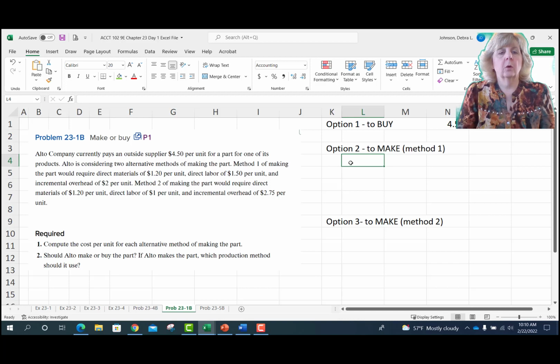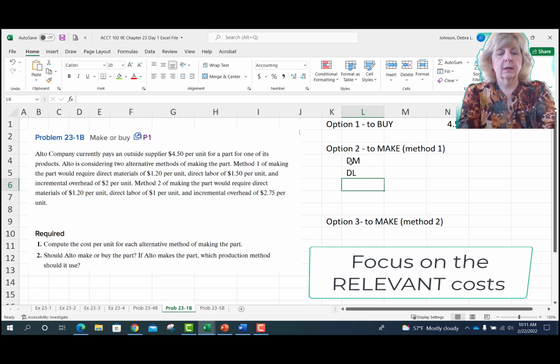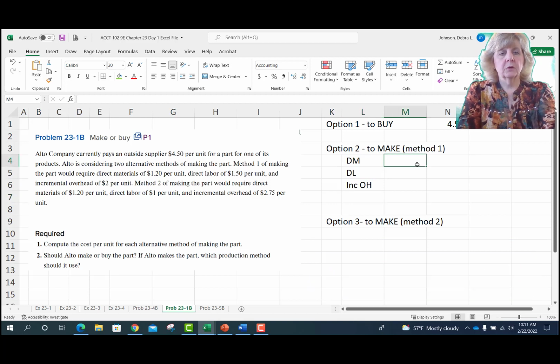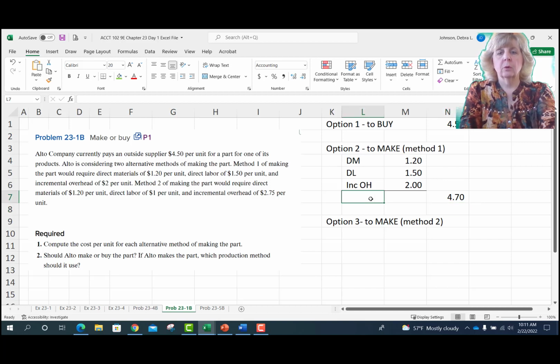Method one of making the part would require direct materials, which is always an incremental cost, direct labor, which is always an incremental cost, as well as just the incremental overhead. Okay, so we'll sum those three up. Making the part would be $1.20 for materials, $1.50 for the labor, and incremental overhead of $2. Let me go ahead and put a total line in. I'll go ahead and sum these up.